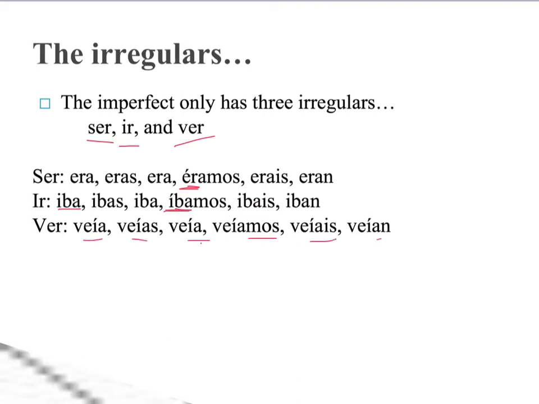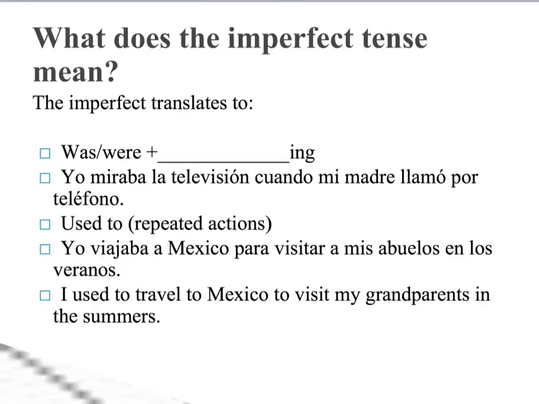Now, ver doesn't really look that irregular when you look at it, but with ver, if we were to take off that ER ending, then we would only be left with the V. So in order to keep it sounding the same, they keep that E and they add the IR endings.